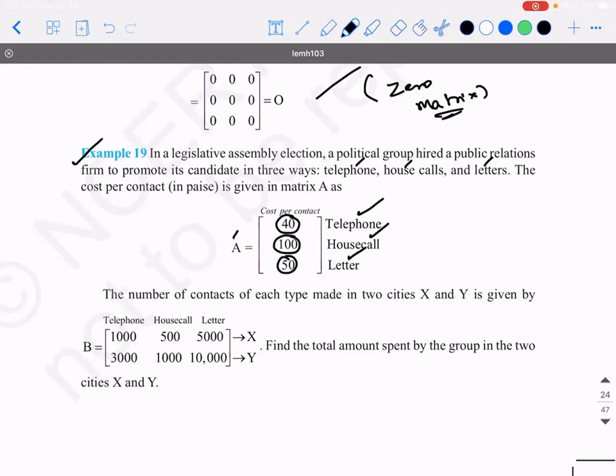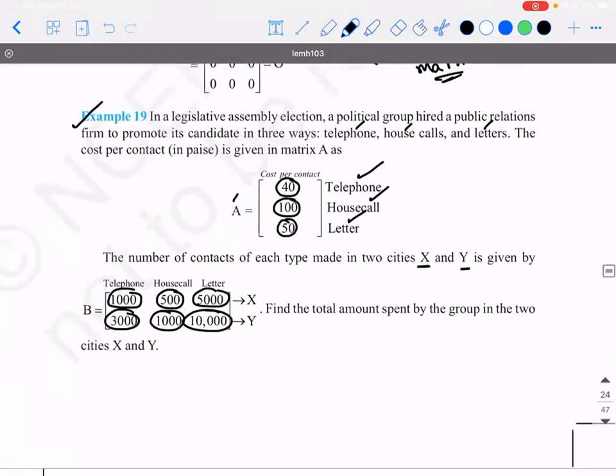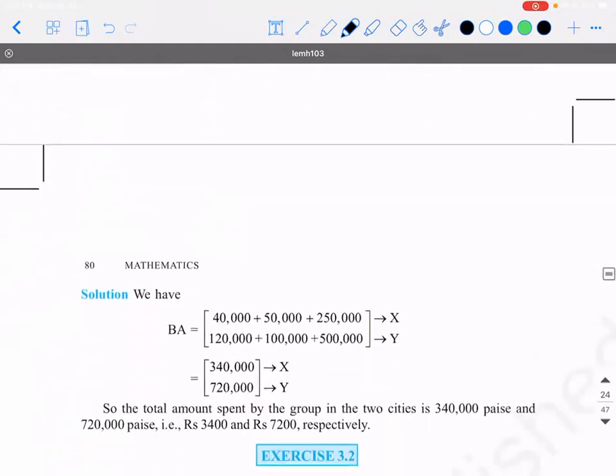So the number of contacts of each type made in the two cities X and Y are given as B is equal to 1000, 500, 5000, 3000, 1000, and 10,000. Okay. Find the total amount spent by the group in the two cities X and Y. So what is going to be the total amount, guys?